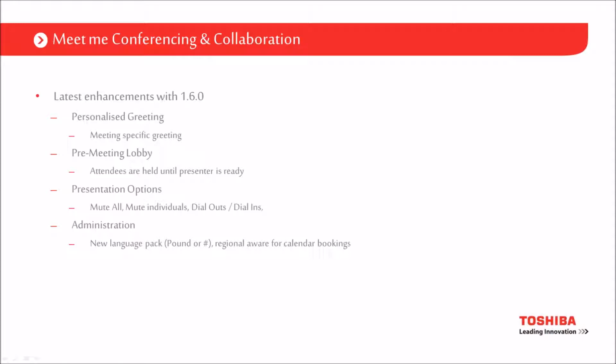You can then be put into a pre-meeting lobby, and then once started, the presenter has a number of other options that weren't available pre-1.6, things like being able to mute all or selectively mute people. So there's a lot more control functionality.